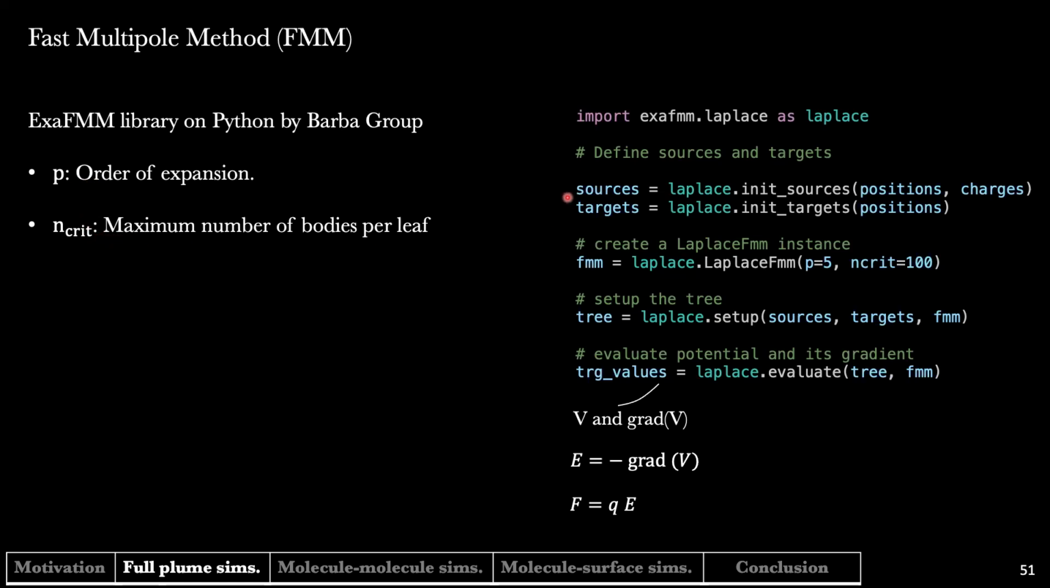And the implementation of the FMM with the ExaFMM library is very easy. We only have to define the sources and the targets and the order of expansion P and the n-crit here. And then this gives us the potential and the gradient of the potential that we can use to compute the electric field and the electric force. However, this didn't give any significant improvement.